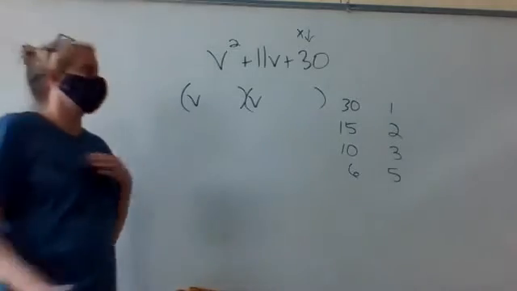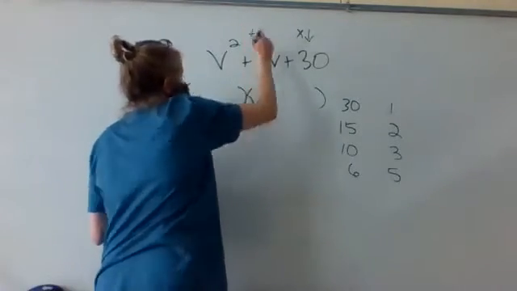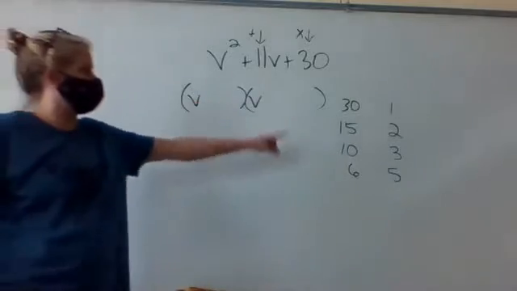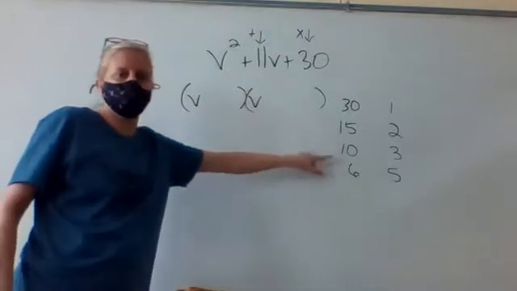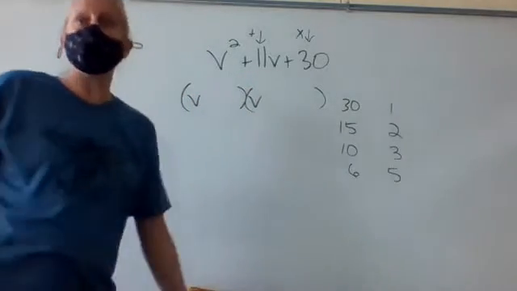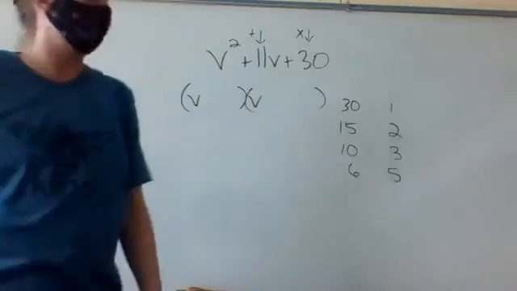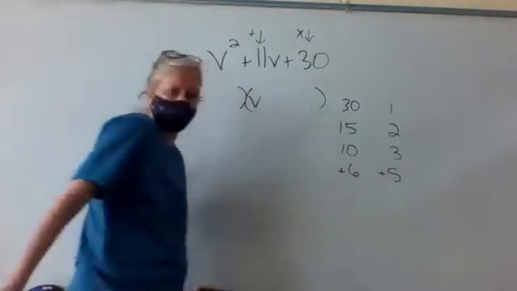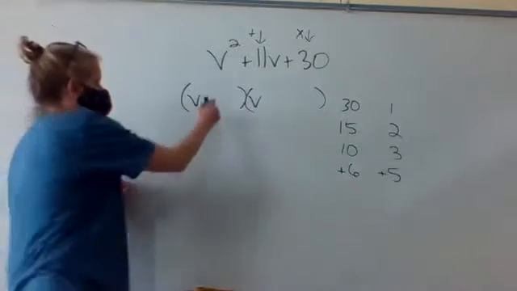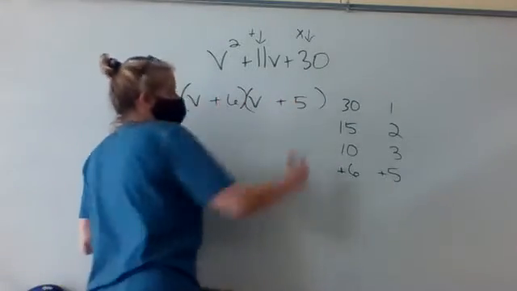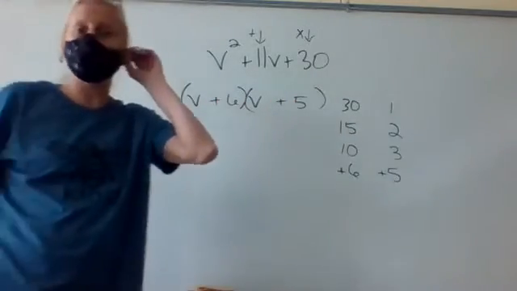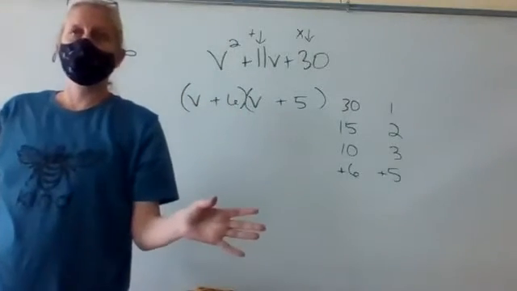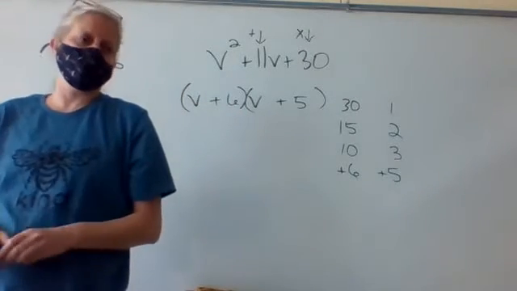What does the pair also have to do? Add to the middle number. Which one of these pairs adds to 11? 6 and 5. Both need to be positive, right? If I'm going to multiply to get positive 30 and use those same numbers to add to get positive 11, I need a positive 6 and a positive 5. It doesn't matter where the plus 6 and plus 5 go, since they're both positive anyway.